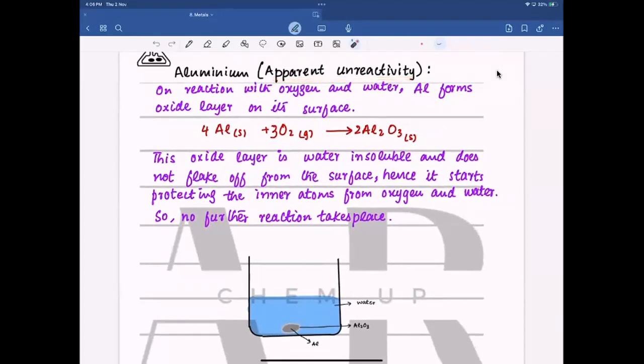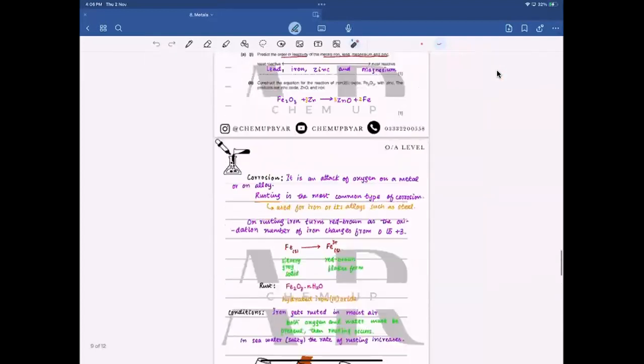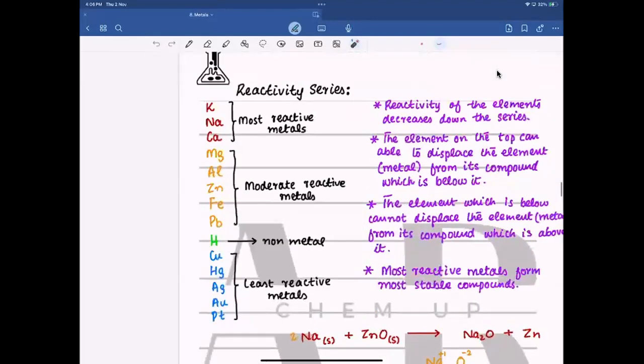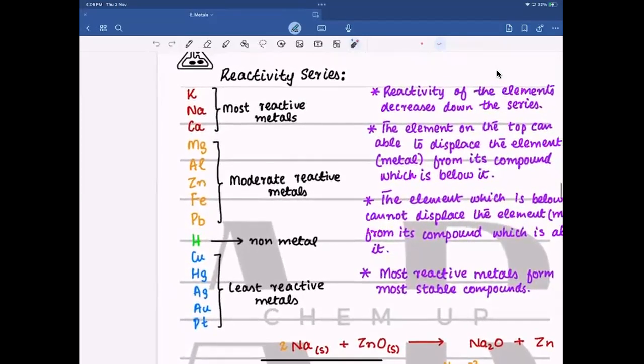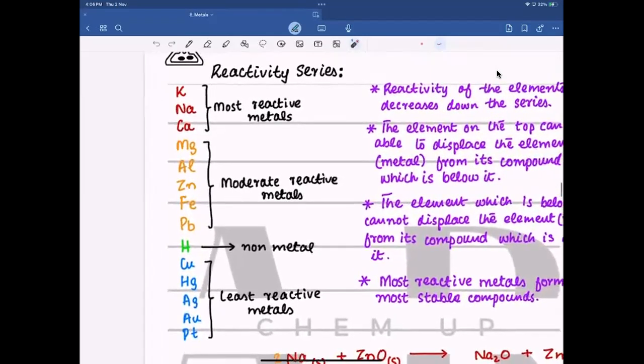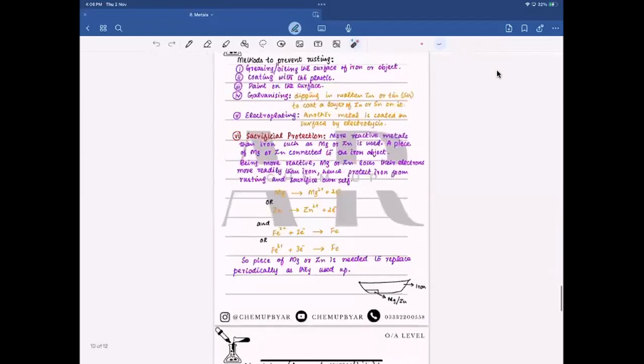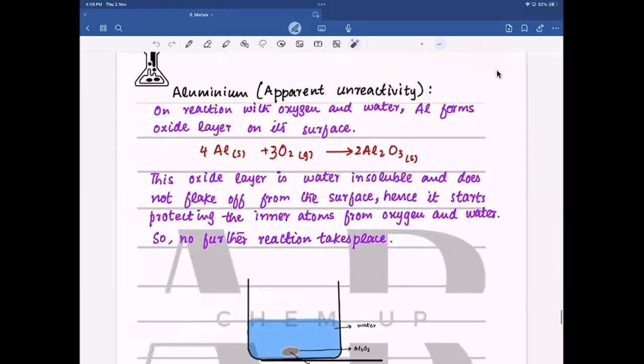So aluminium, if you look in the reactivity series, how many of you have memorized the reactivity series? Do it as soon as possible. If you see in that reactivity series, there is potassium, then sodium, calcium, magnesium, aluminium. So aluminium is among the most reactive ones.